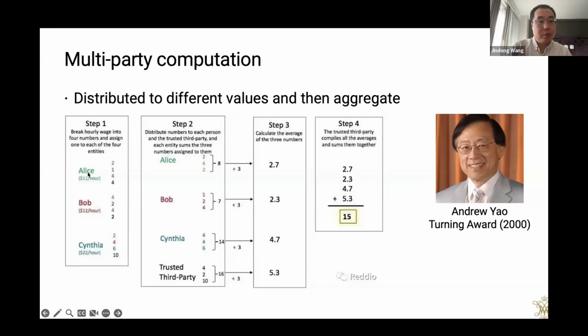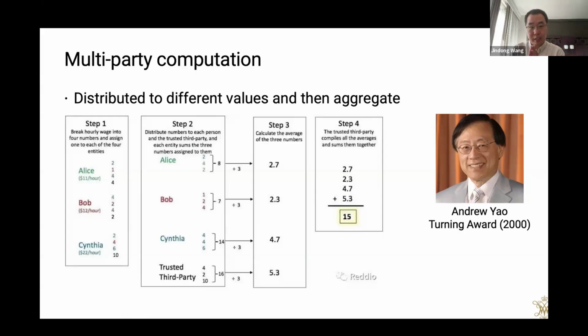Step one is to break the hourly wage into four numbers and assign one to each of the four entities. For example, Alice's wage is 11, so we split 11 into four parts, like 2, 1, 4, 4. You sum them and you get 11. You split each number into four parts. Secondly, we distribute the numbers to each person. Alice keeps 2, 1 is assigned to Bob, one 4 is assigned to Cynthia, and another 4 is assigned to a trusted third party, which you can think of as a delegate.